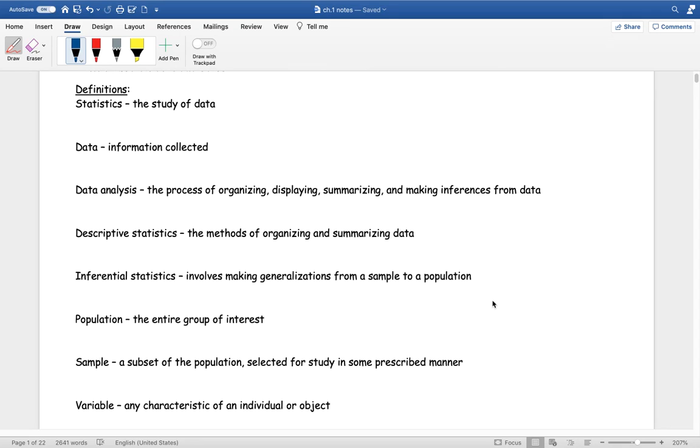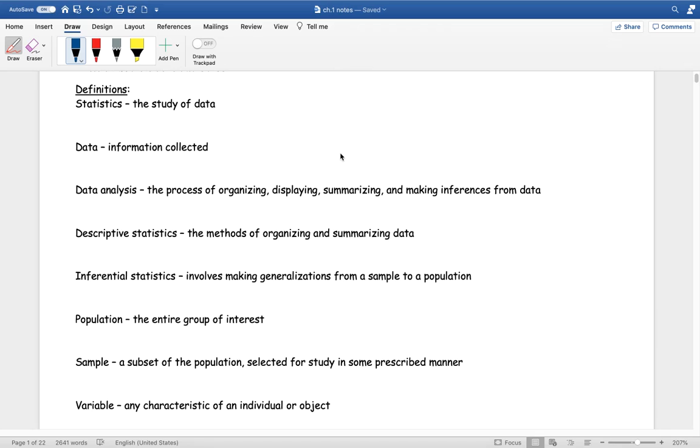So if we're talking about statistics, it's just the study of data. The great thing and the thing I love about statistics is you see it everywhere. It is probably one of the most used maths in the world. You see statistics about the coronavirus all over the news. You see DHEC putting out different statistics, and you see baseball statistics, basketball statistics. You see them everywhere. Data is just the information collected.